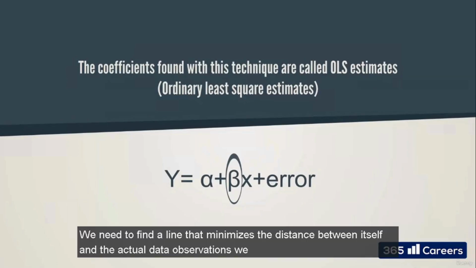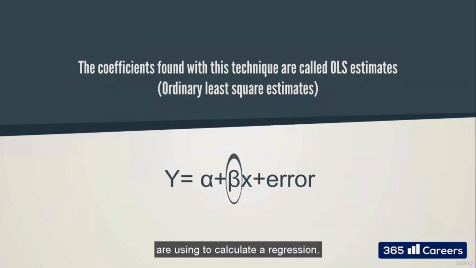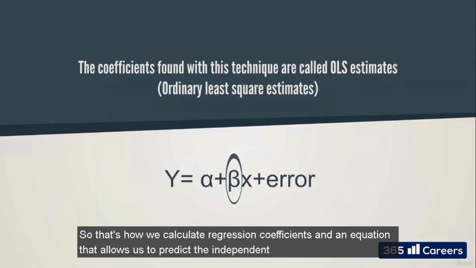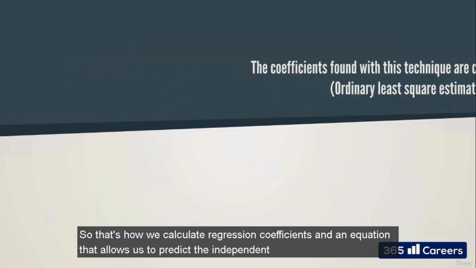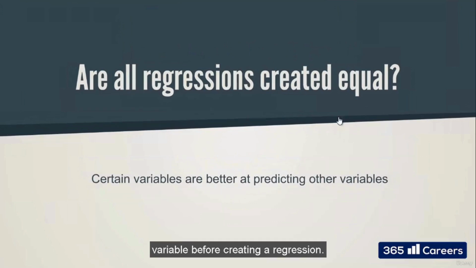We need to find a line that minimizes the distance between itself and the actual data observations we are using to calculate a regression. Right, so that's how we calculate regression coefficients and an equation that allows us to predict the independent variable. Before creating a regression, use your intuition.